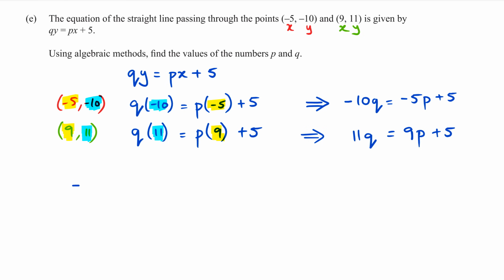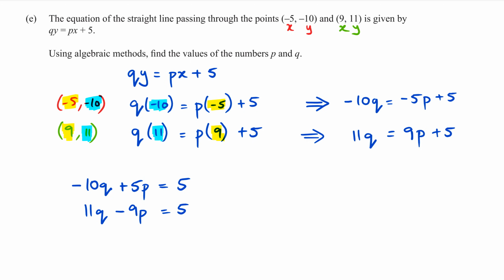So here's my first equation: -10q. I'm going to bring the -5p to the left-hand side, and when I bring it over it becomes plus 5p, and that is equal to 5. The next equation is 11q, and I'm going to bring the 9p over to this side so it becomes -9p, equals 5. So these are my 2 equations.